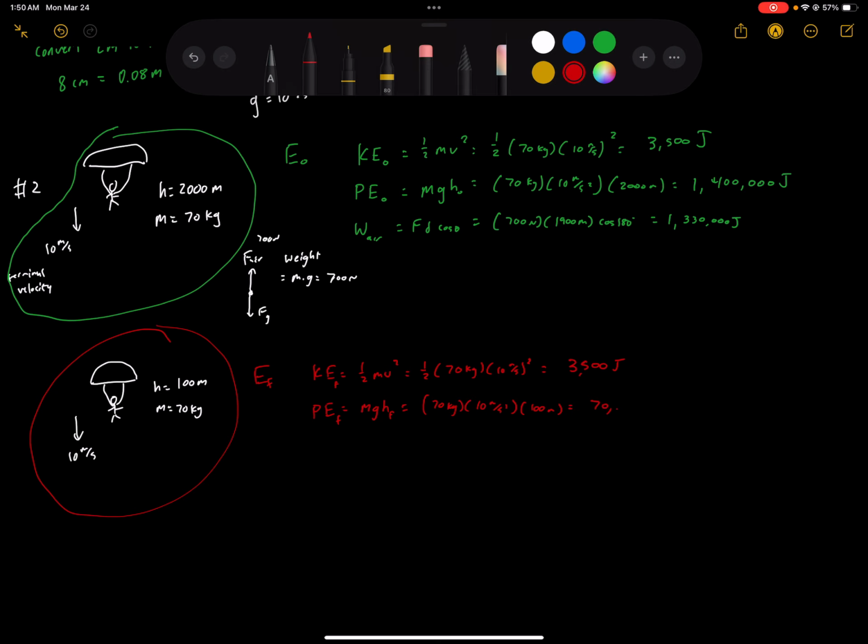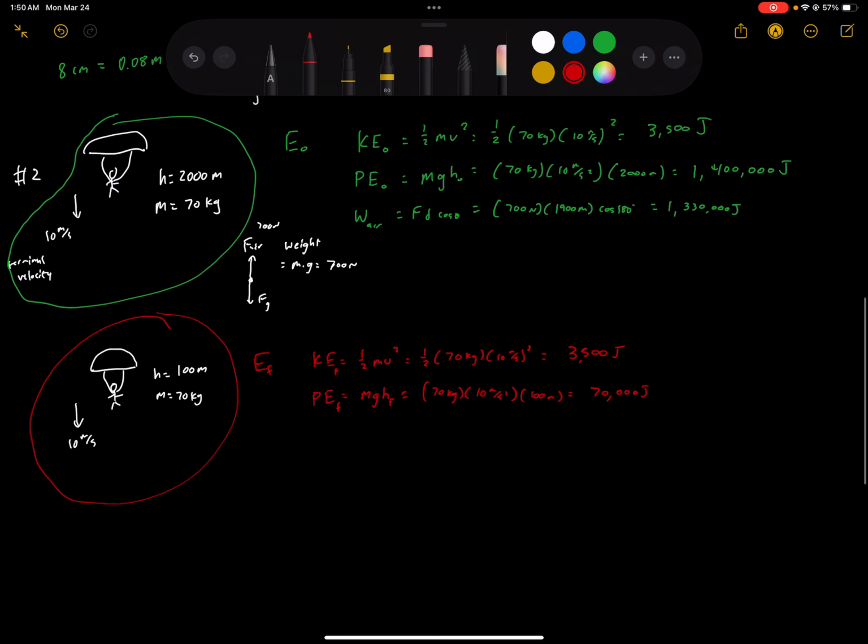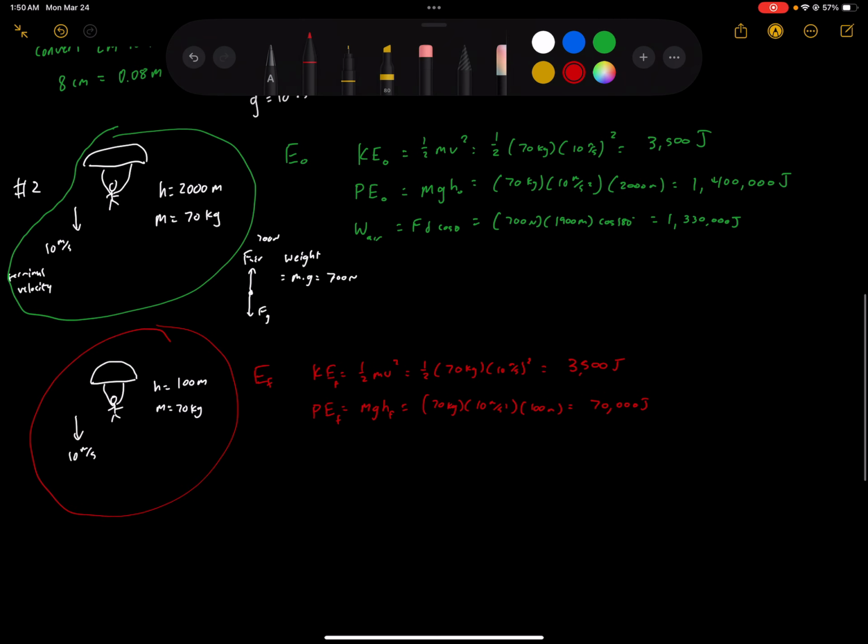70,000 joules. All right, and that's pretty much it. So the thing I wanted to show in terms of the work done, another way to look at it is, well, his initial kinetic energy is the same as his final. And his initial potential energy was 1.4 million, whereas his final potential energy is 70,000. So where did the rest of the energy go?